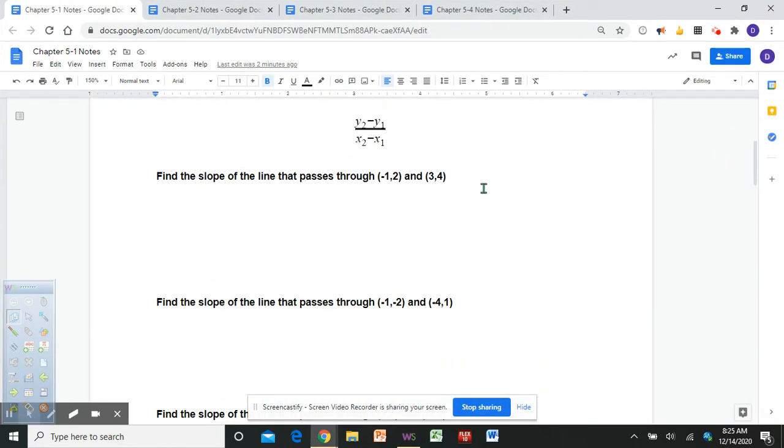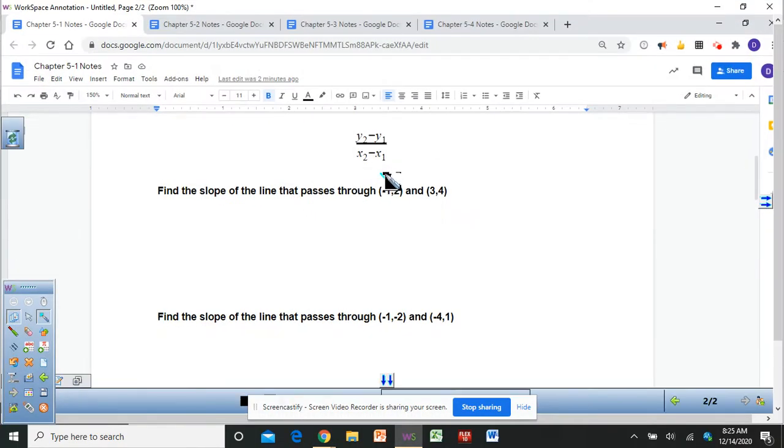Okay, so if you look right here, they're going to give you two coordinates. What you do here is this, see how we have an x and a y and an x and a y? This is our first set of coordinates. This is our second set of coordinates. So this right here would be our x2 and our y2. This would be our x1 and our y1. So we're just going to go our y2, our second y value, minus our first y value, over our second x value, minus our first x value.